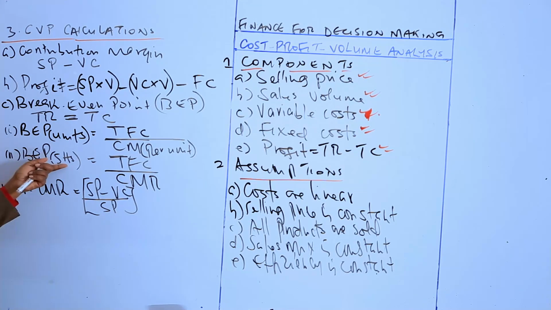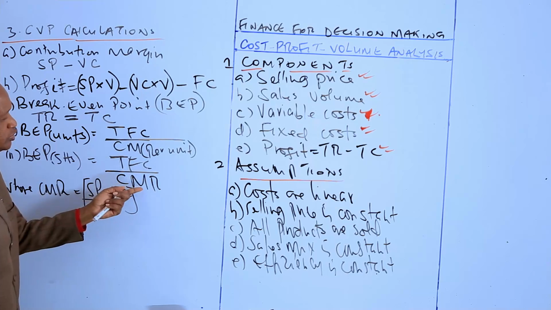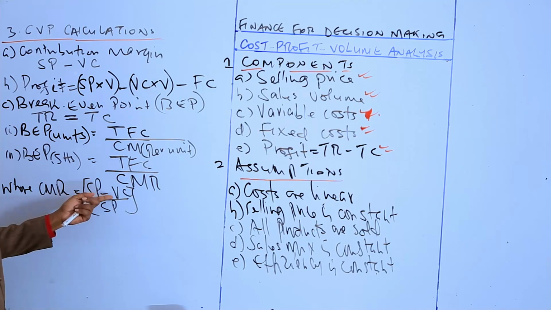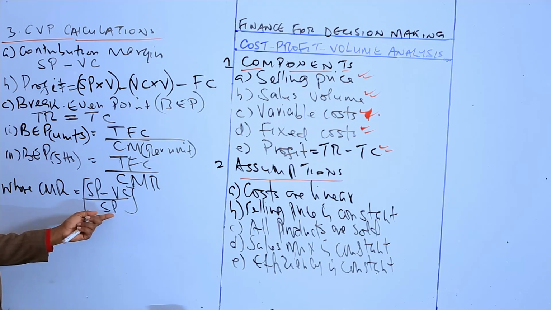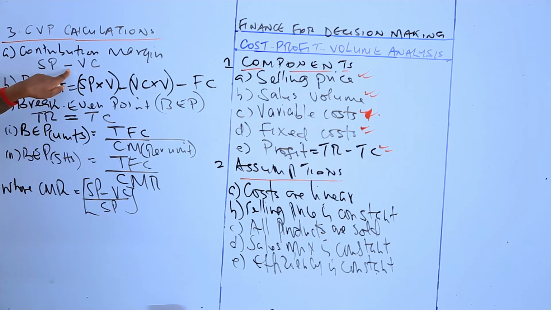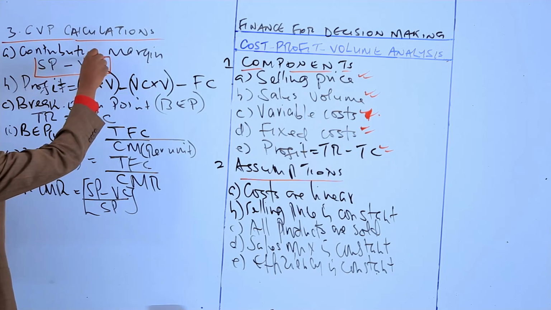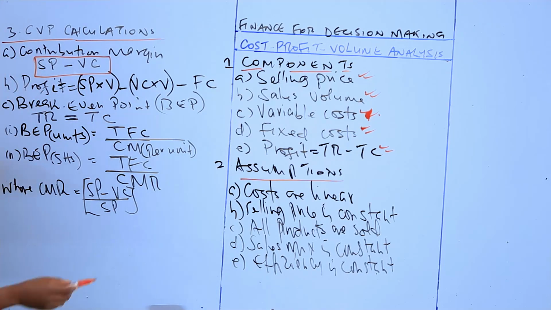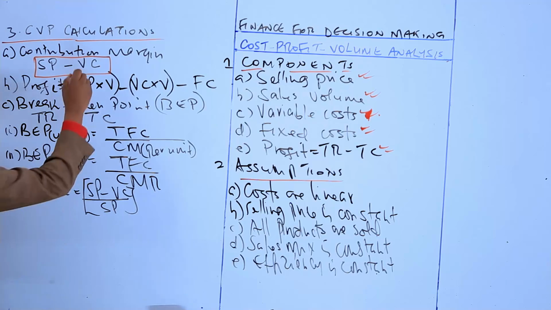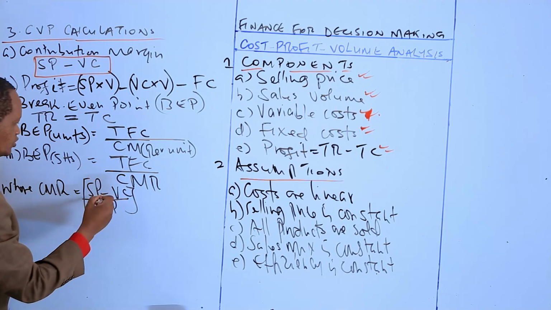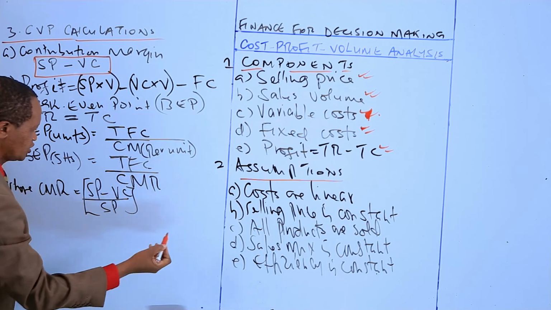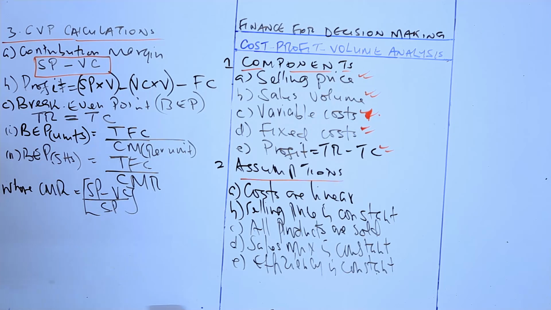The break-even point in shillings is equal to the total fixed cost divided by the contribution margin ratio, which is equal to the selling price minus variable cost over selling price, because we saw here that contribution is equal to selling price per unit minus variable cost per unit. So to have it as a ratio, you divide by the selling price per unit. So that is number 3, break-even point.